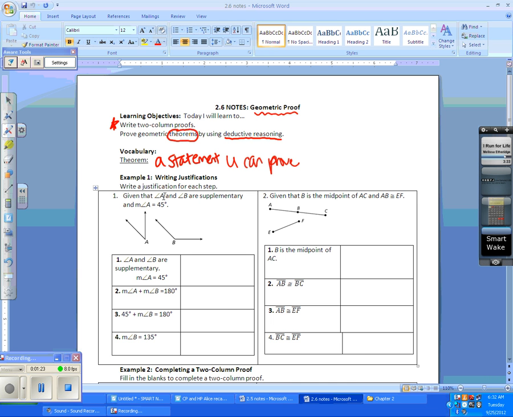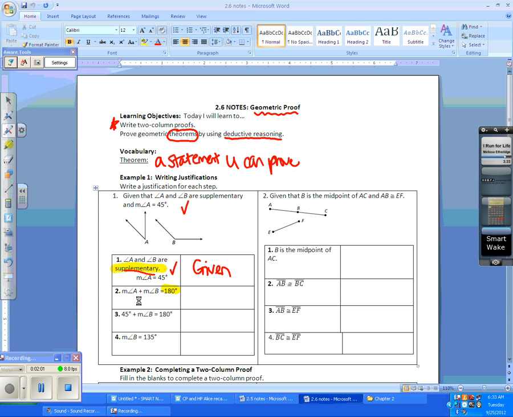So given angle A and angle B are supplementary and measure of angle A equals 45 degrees, what can we conclude? What can we prove? So here are our angles. So if you look at box number 1, it says angle A and angle B are supplementary and measure of angle A is 45 degrees. That's exactly the same thing as the given. So we're going to start our story off by writing given. Now, when I tell you that they're supplementary, some of you guys are thinking, well, that means that they add up to be 180 degrees, because that's the definition of supplementary.